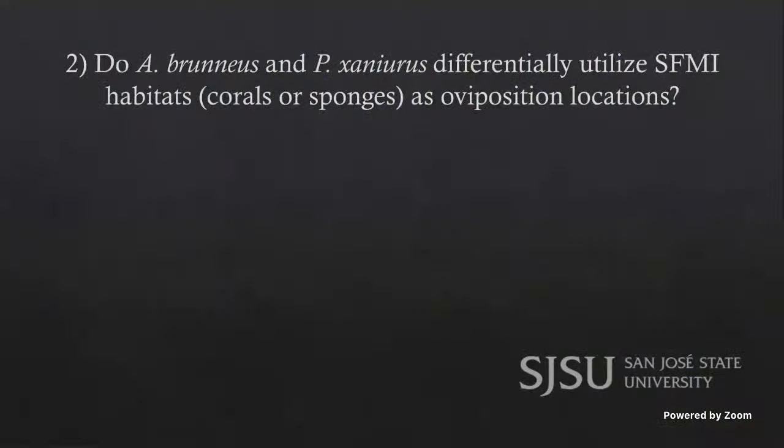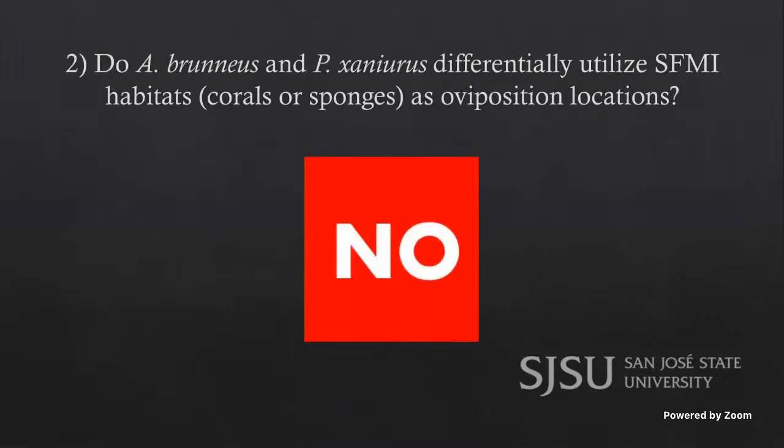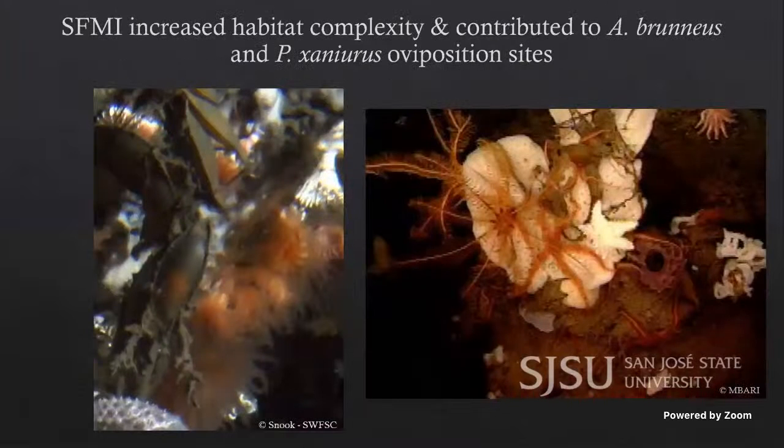Question 2. Do Abranius and P. xaniaris differentially utilize SFMI habitats as oviposition locations? No. SFMI are complex structures. This makes them ideal habitats for species such as fishes and invertebrates. With increased structural complexity, you end up with more egg cases typically. The SFMI in this region increased habitat complexity, and this contributed to both Abranius and P. xaniaris oviposition sites. And on average, there are about 2 to 20 egg cases on either corals or sponges per bundle, and this was true for both.